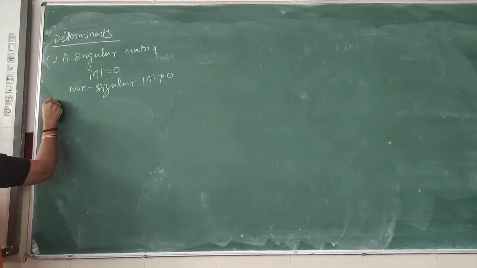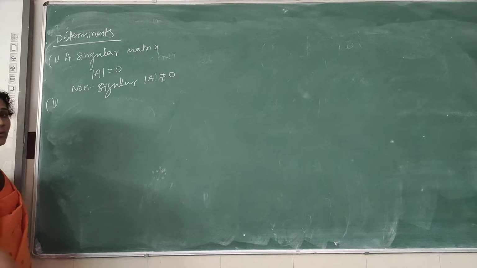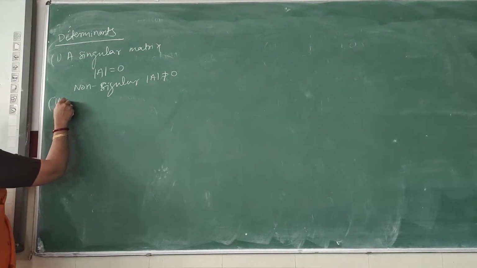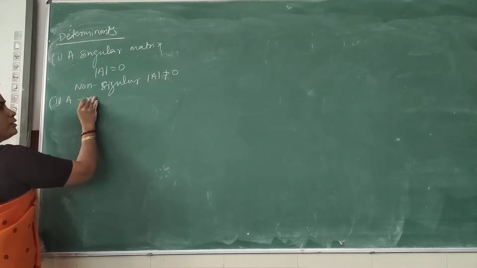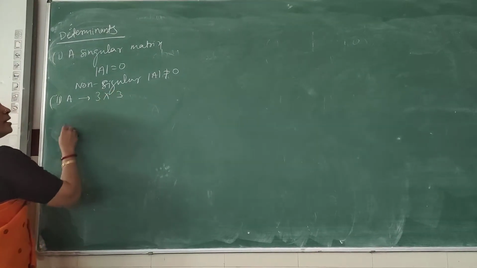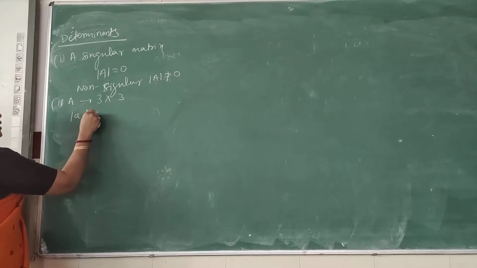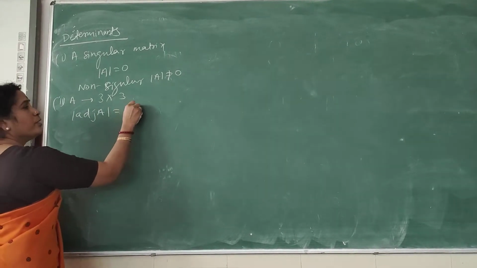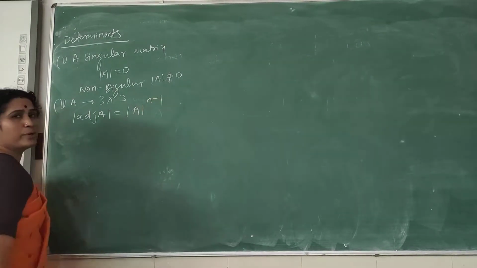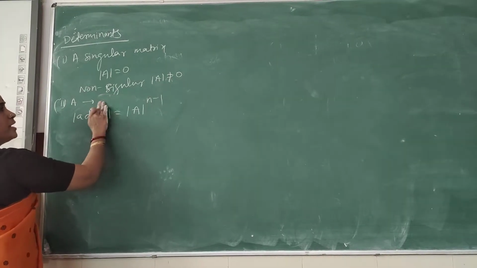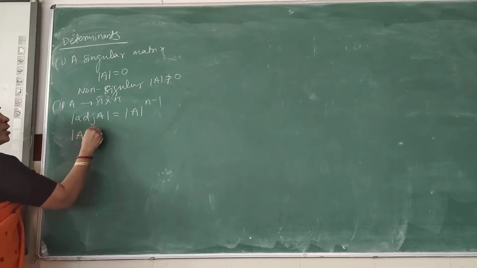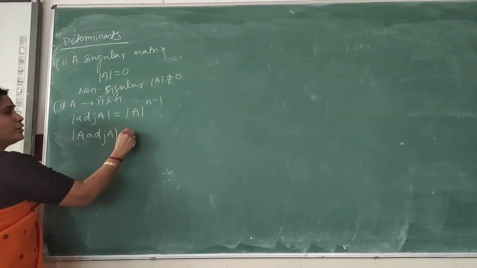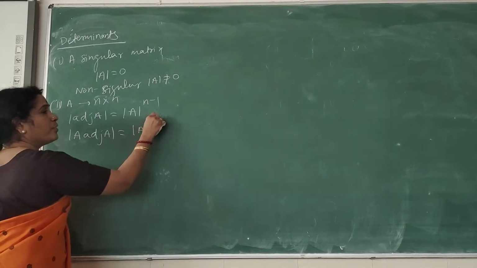Number 2, let me give some tips for this topic. Okay, fine. A is any 2 by 2 matrix, or otherwise M by N, 2 by 2 matrix or 3 by 3 matrix. Then determinant of adjoint of A, what is the formula? Determinant A power n minus 1. Then A is an n by n matrix, for example. Now determinant of A into adjoint of A, that is equal to determinant A power n.